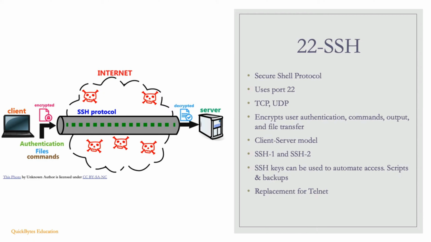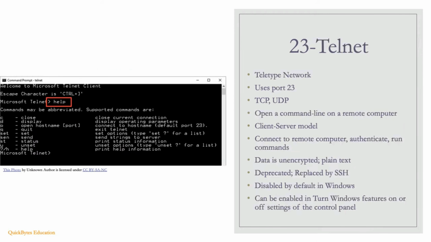SSH version 2 offers better security and additional features, so it is the recommended version. SSH keys can be used to automate secure access and are often used for scripts, backups, and administrative tasks. SSH is a secure replacement for Telnet. For the exam, make sure you know that Telnet is insecure and that SSH is the recommended secure alternative.